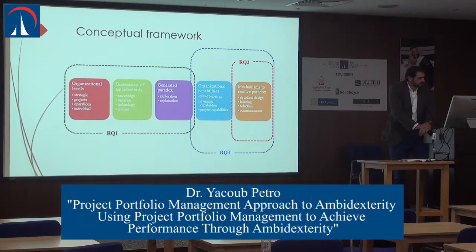The fourth box is the organizational capability, which is the actual capability of the organization to resolve each and every single one of those 32 forces or elements. We're talking about general practices, project capabilities, and dynamic capabilities. And then, towards the end, we are proposing mechanisms to resolve the paradox that has been created. And those mechanisms, you're not going to remember them all: the structural design of the organization itself, the learning capability of the organization, the selection and communication.